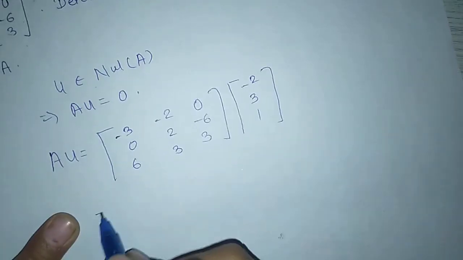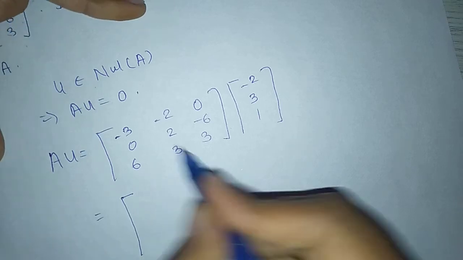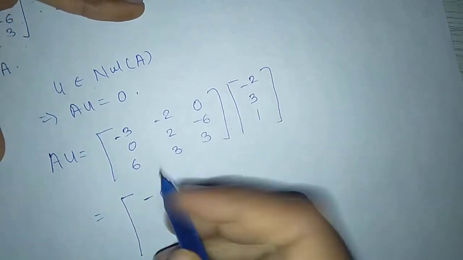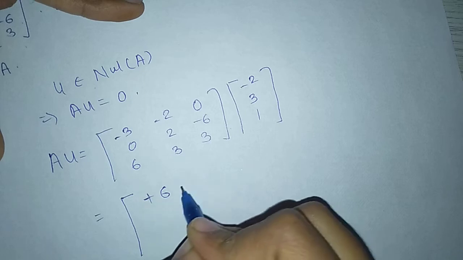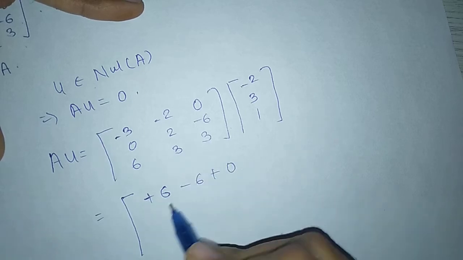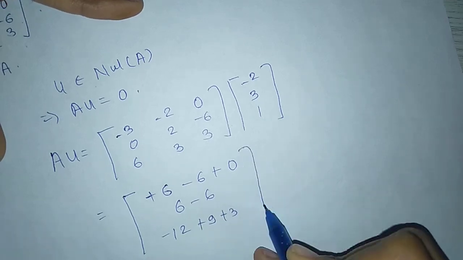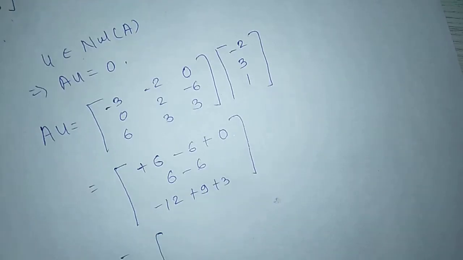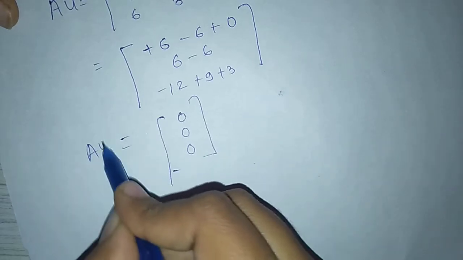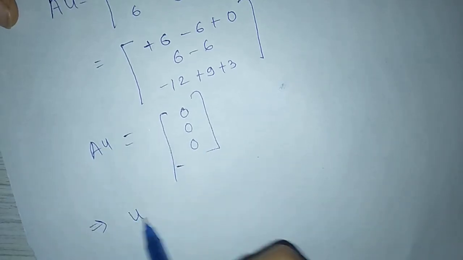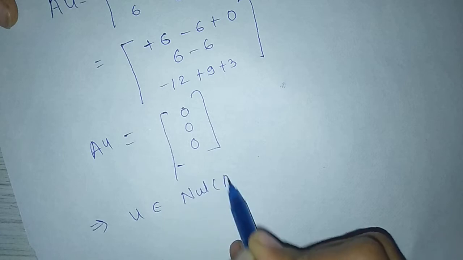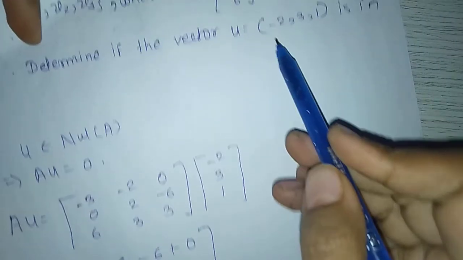(-2, 3, 1), which is equal to 6 plus 6 minus 6 plus 0, 6 minus 6 minus 12 plus 9 plus 3, equal to 0, 0, 0. Therefore, here we get A times u equal to 0, which implies u belongs to null space of A, where u is (-2, 3, 1).